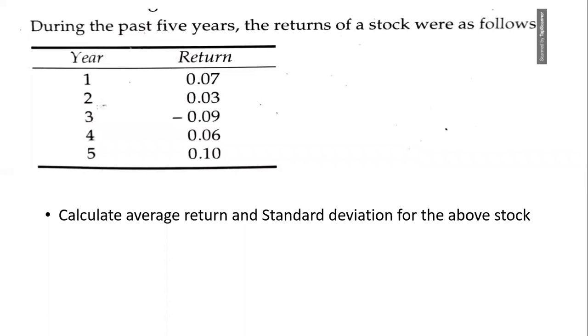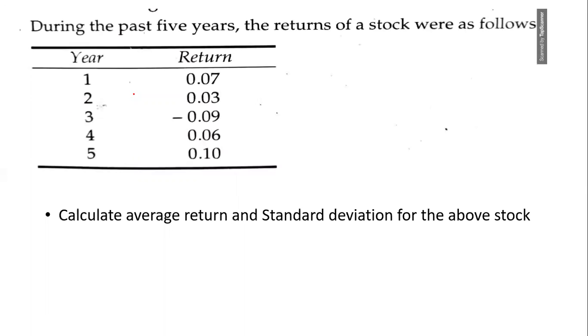So this is the problem given. During the past 5 years, the return of stock were as follows. So for 5 years, the return is 0.07, 0.03, minus 0.09, that is negative. And fourth year it is 0.06 and fifth year it is 0.10. So he's asking us to calculate the average return and standard deviation for the above stock.